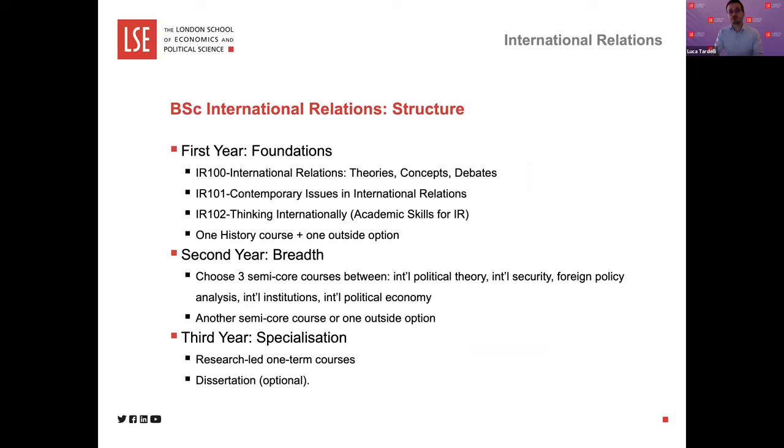First, just an overview. This is information you can find, of course, on our web pages, but I just want to go through very quickly the structure of the program. As you know, the program is structured around 3 years. The first year is really about laying the foundations of your understanding and training in international relations. So you'll be studying IR 100, which is the course giving you all the training in key concepts and theories in international relations, again a focus on theory, but you'll also be taking IR 101, more focused on practice and policy, current affairs and international issues.